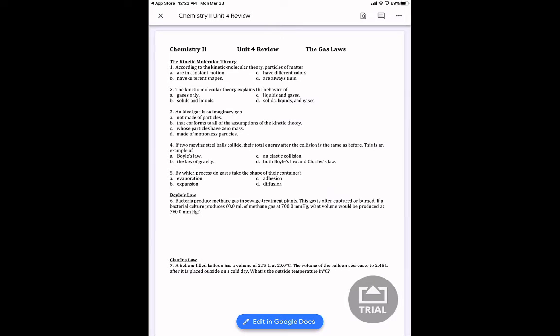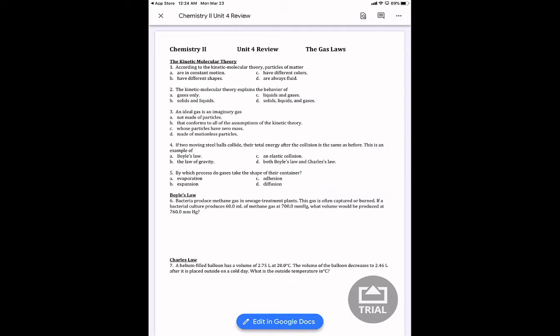So let's go ahead and look at our multiple choice questions first on this Unit 4 review sheet. Again, the questions that you will have will be similar to the multiple choice questions I gave you last week about the kinetic molecular theory. So you need to make sure that you understand all the parts of the kinetic molecular theory, and that's what these multiple choice questions will be about. So the first one, according to the kinetic molecular theory, particles of matter, and the answer to that one would be A, are in constant motion. The kinetic molecular theory, kinetic means motion, molecular is molecule, so molecules in motion. So particles of matter are in constant motion.